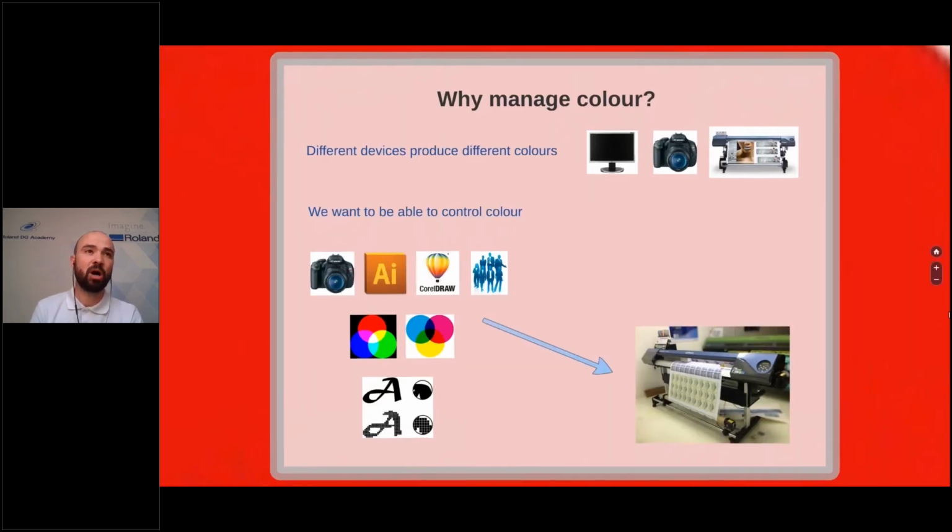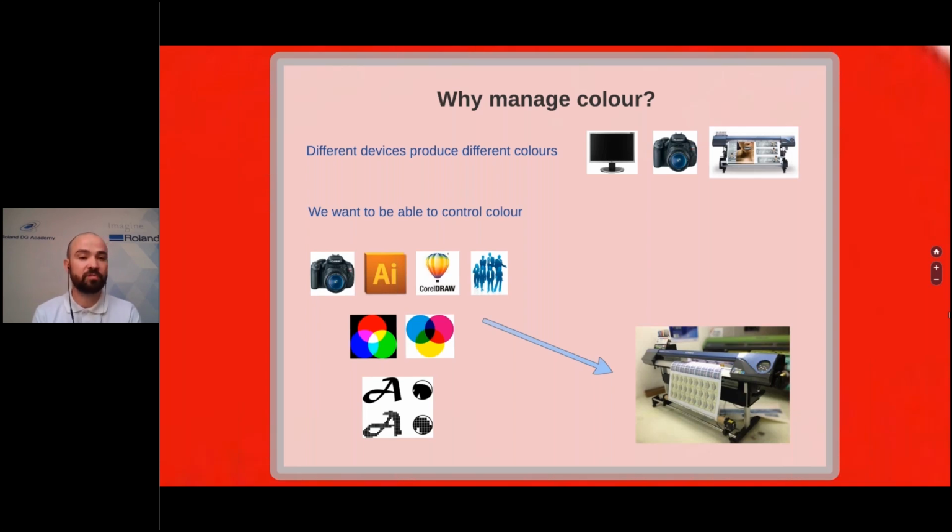Okay, so that's a bit about RGB, CMYK, and LAB. And just to break down again, why are we managing color? Because different devices produce different colors, and we're trying to recreate colors across different devices. And we want to be able to control that color.